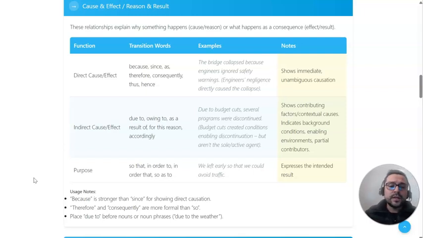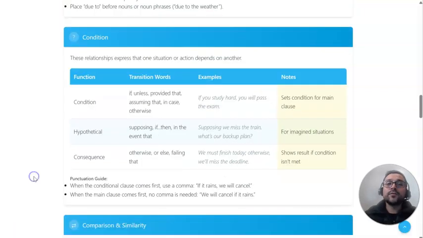Some usage notes: because is stronger than since for showing direct causation. Therefore and consequently are more formal than so. Place due to before nouns or noun phrases. For instance, due to the weather. Our fourth logical connection is condition.